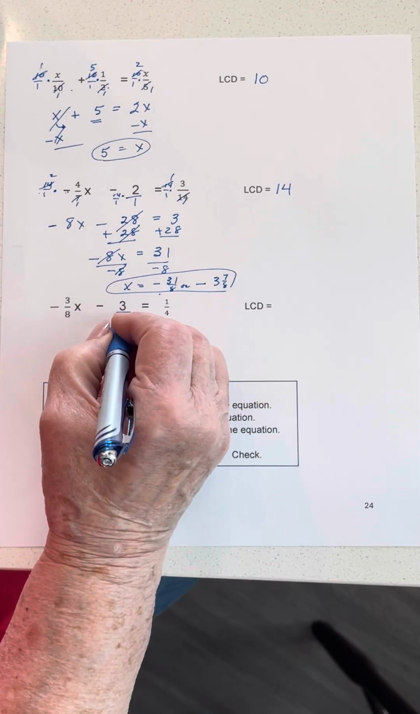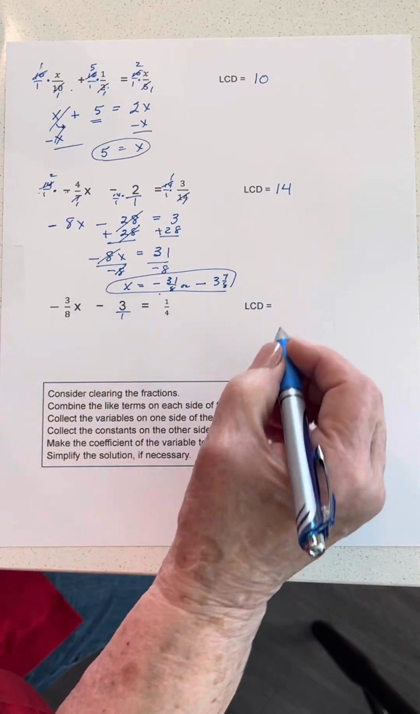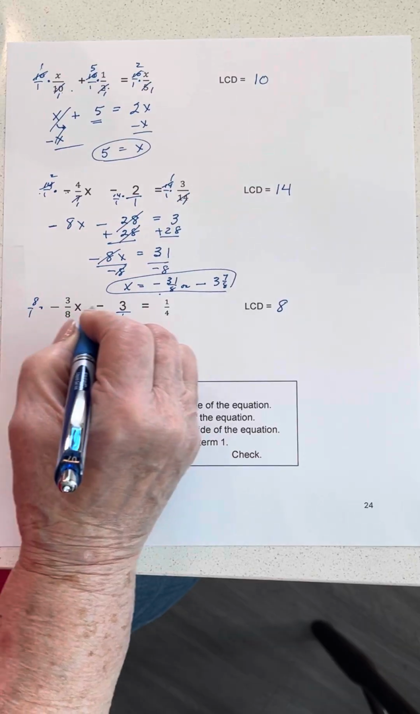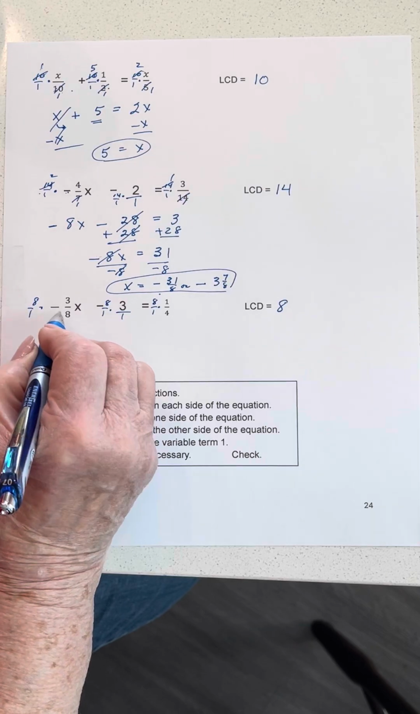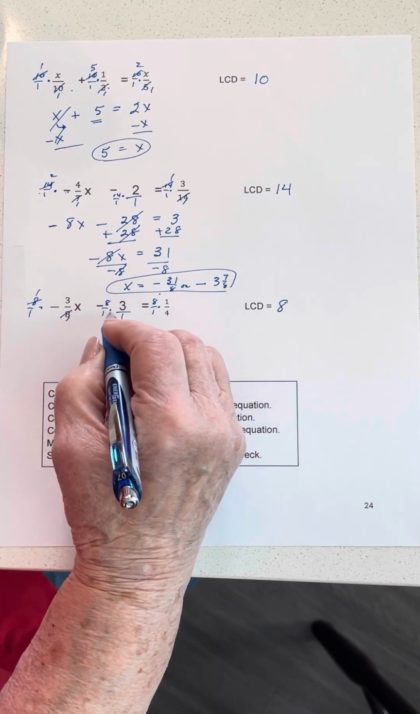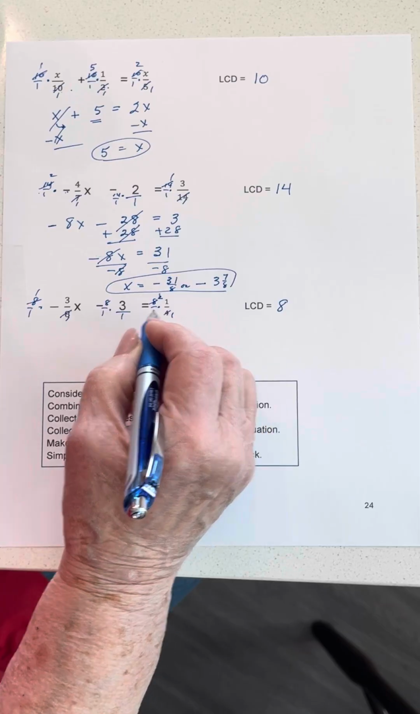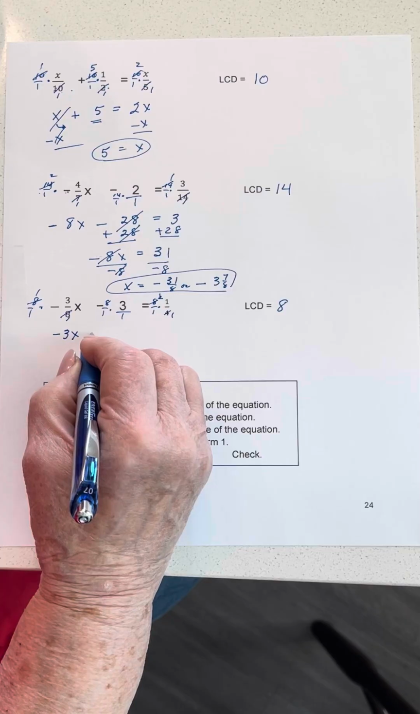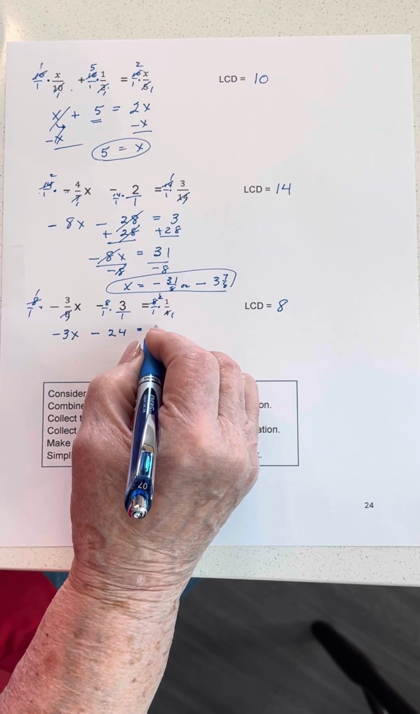And again, we have a whole number, so that's going to be over 1. So it's a fraction. Can we use the 8? I think so. So we're going to multiply this by 8 over 1. We're going to multiply this by 8 over 1. We're going to multiply this by 8 over 1. And you can see that the denominators cancel out here. Here the denominator is going to be 1. Here we can divide both by 4. So we have negative 3x minus 24 is equal to 2.